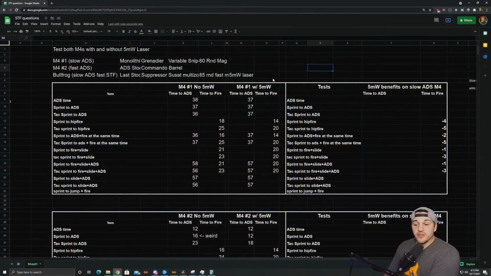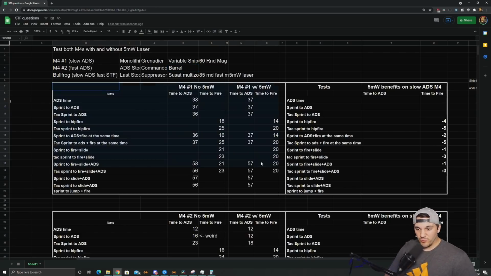All right, I'm not going to go through every single one of these things that I tested just for the interest of time. What I'm going to do is you guys can pause this if you want to look at it, and then I'm going to talk about the results of all this testing instead. So I tested 4 different guns technically, 6 different guns if you count different builds. So I tested an M4, one with slow ADS, so that was monolithic grenadier, variable zoom sniper, 60 round mag, and then an M4 with fast ADS, which was just the ADS stock commando barrel. I tested those both with and without 5 milliwatt laser sight because I wanted to see how better sprint to fire times would affect all these measurements on both a fast ADS build and a slow ADS build.